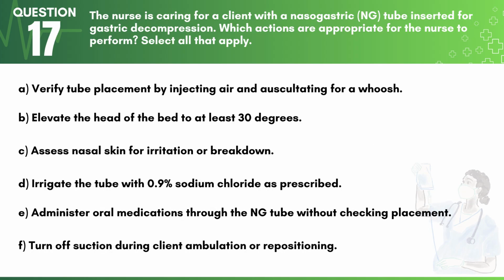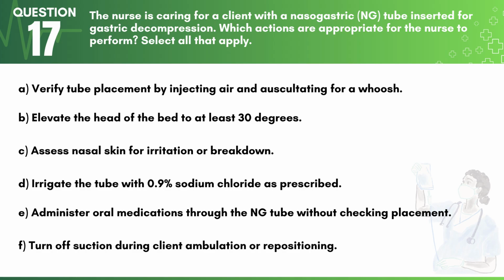Question 17. The nurse is caring for a client with a nasogastric (NG) tube inserted for gastric decompression. Which actions are appropriate for the nurse to perform? Select all that apply. A. Verify tube placement by injecting air and auscultating for a whoosh.